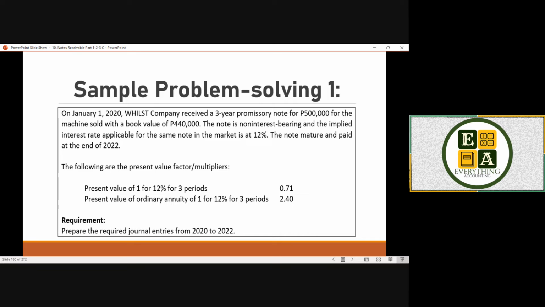The following are the present value factors or multipliers. Present value of 1 for 12% for 3 periods is 0.71. And ordinary annuity of 1 for 12% for 3 periods, we have 2.40. The period will refer to the annual basis. Okay, so the promissory note is good for 3 years, then the present value computation is good for 3 years. So the requirements, the required journal entries for 2020 to 2022.